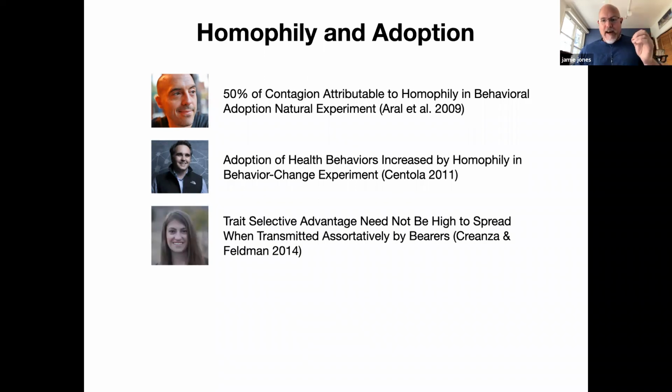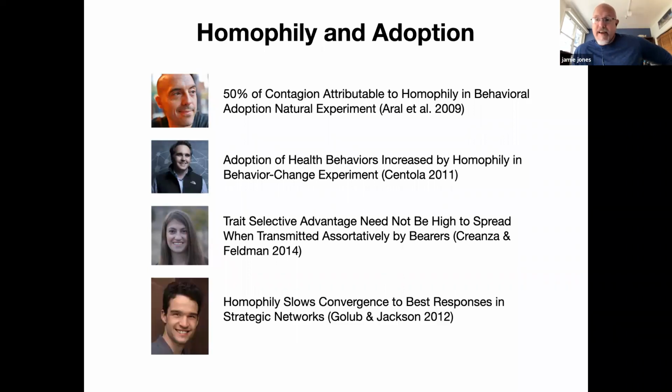Nicole Creanza and Marc Feldman from Stanford showed that a trait's selective advantage need not be as high to spread when it's transmitted assortatively by bearers. In other words, when there's homophilous social interaction, the criterion for success can be lower if you tend to imitate people around you anyway. And finally, another Stanford team, Ben Golub and Matt Jackson, showed on strategic interaction networks that homophily will slow convergence to best response. That suggests that people are doing the sort of things that their alters in their social neighborhoods are doing. And these last two papers begin to hint at how homophily can be problematic for transmission processes.